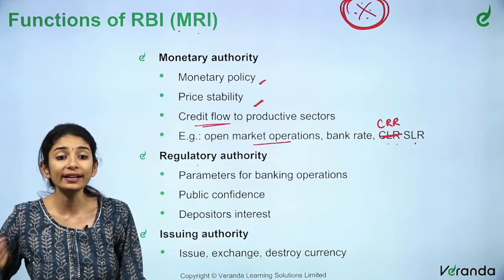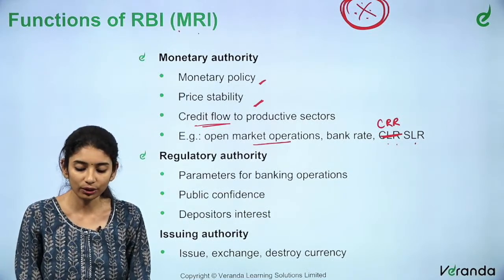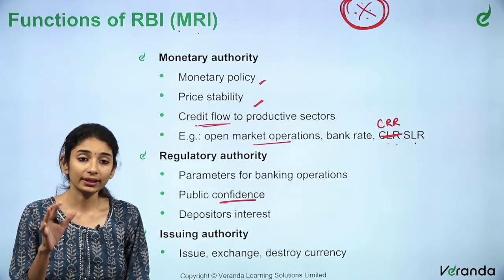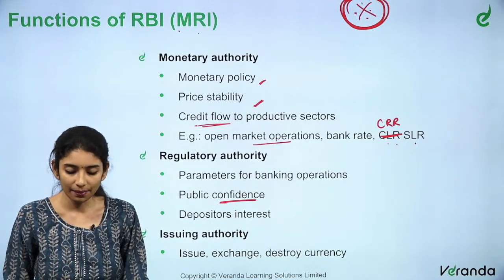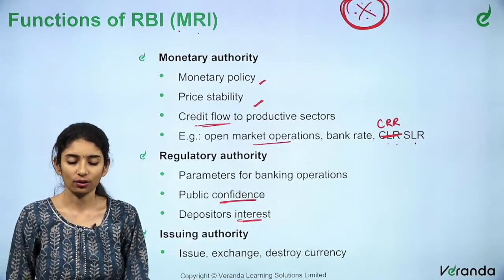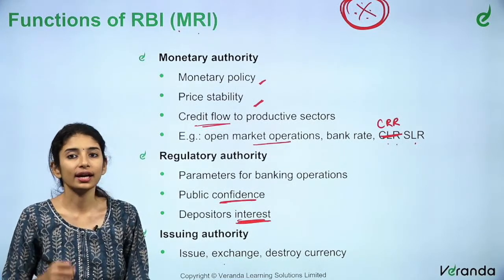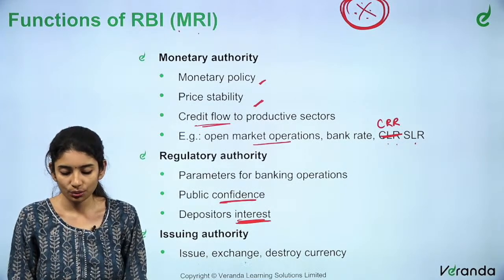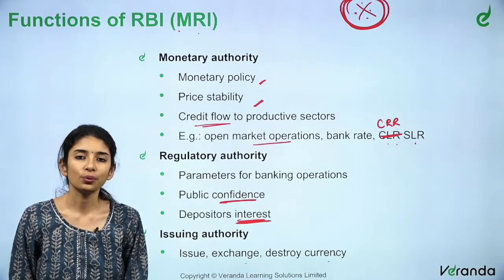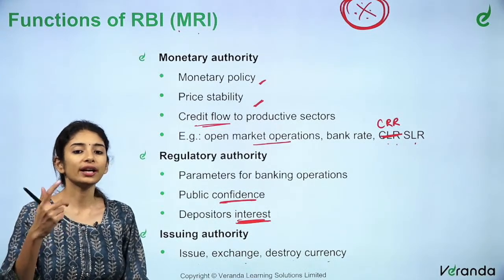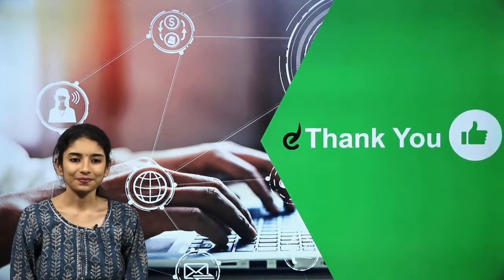Next is regulatory authority. RBI is in charge of regulating the operations to ensure that the public is confident about the banking system and the depositors' interest is taken care of. Depositors should not be harassed by the banks. Issuing authority: they are in charge of issuing currency. Issue, exchange or destroy currency. Functions of RBI: monetary, regulatory, issuing. With that, we come to the end of chapter number 5. Thank you very much.